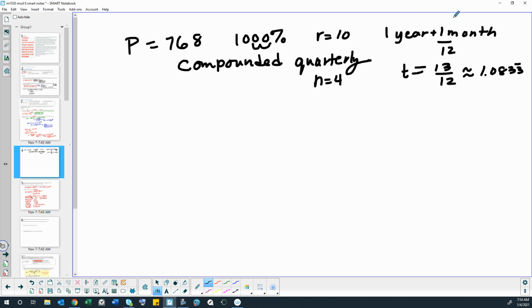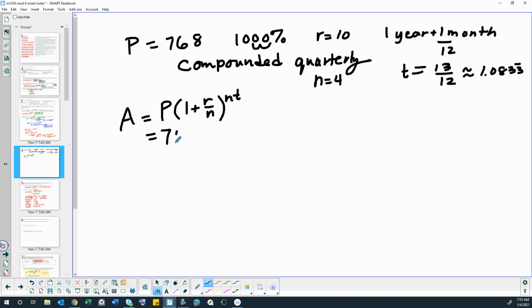Then it's for 1 year, 1 month, so that's 1 year plus 1 month, which is 1/12 of a year. So together that would be 13/12, which is approximately 1.0833. Compounded quarterly, n equals 4. So we're going to go ahead and use our formula. A equals, here I'll write out the formula first, P times 1 plus R over N to the NT power.